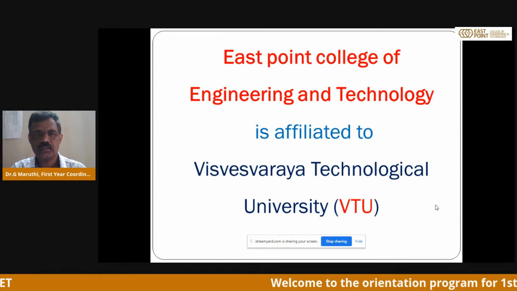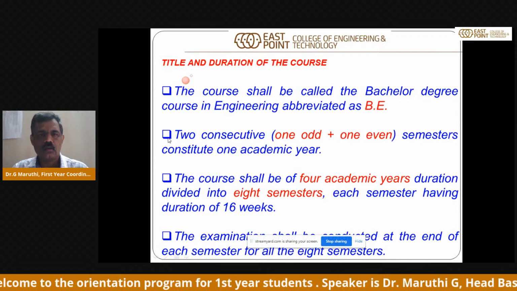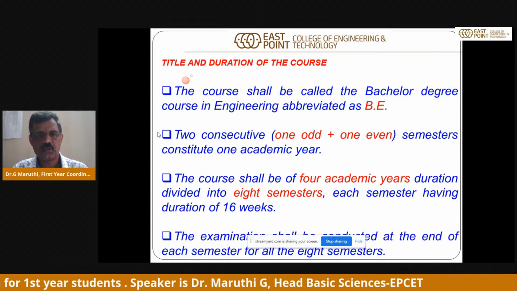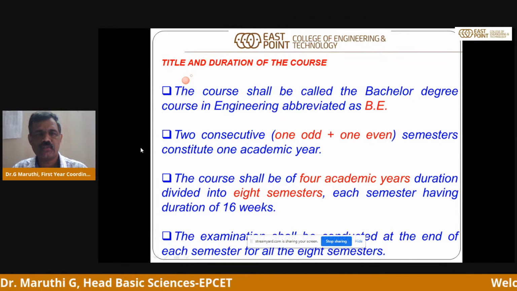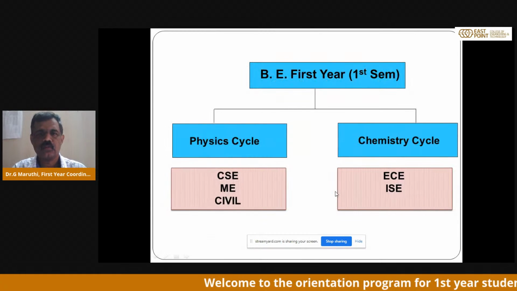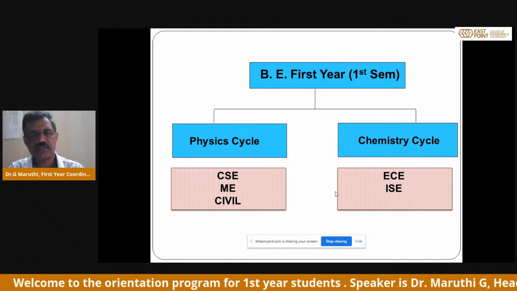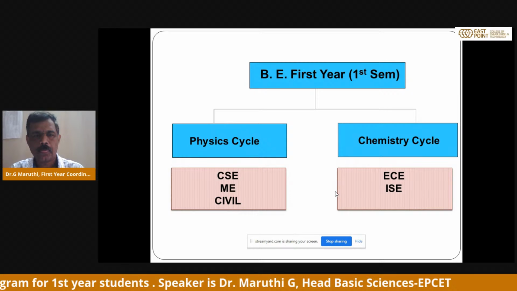As I said, colleges are affiliated to Visheshwaraya Technological University. This Bachelor of Engineering course is a 4 year course. Each academic year is divided into two parts. One is odd semester, another one is even semester. And now, for the sake of convenience, we have classified the first year students into two groups. One is the physics cycle, another one is the chemistry cycle.